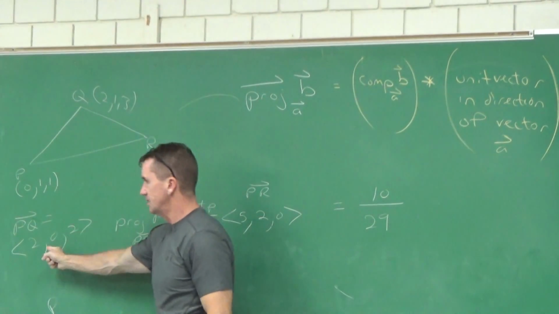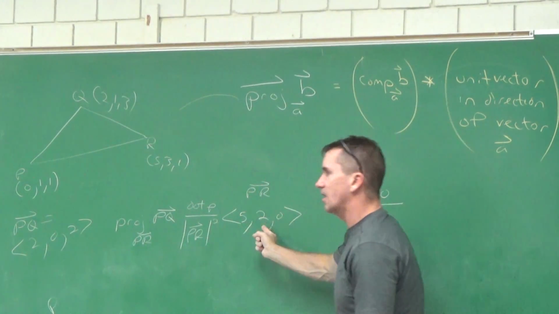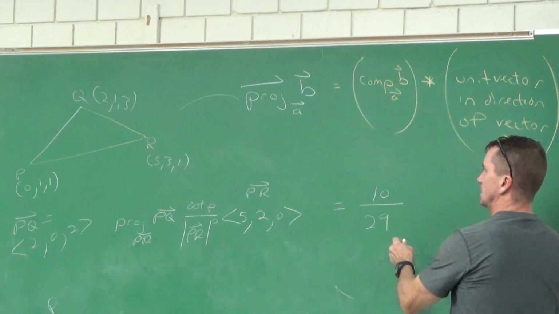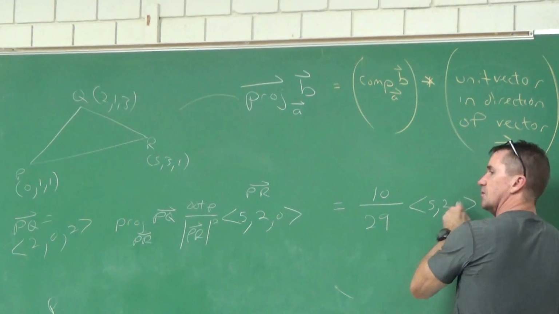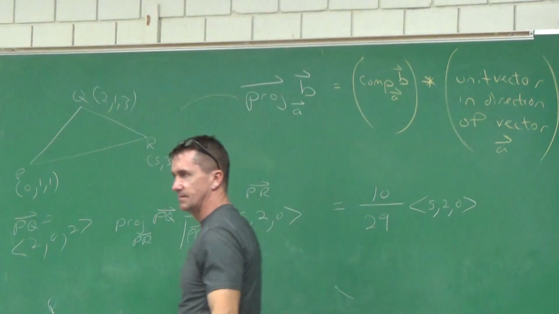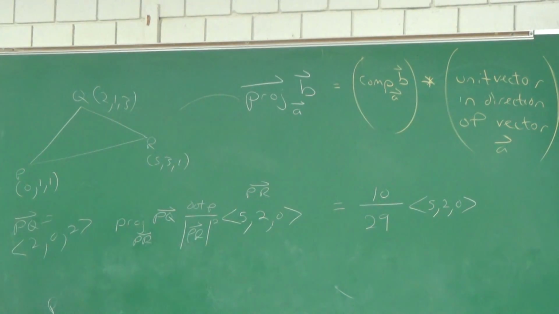Well, there's the dot product, PQ dot PR. There's the magnitude of PR squared, radicals off, and then what's vector PR? And you can leave the answer like this unless you want to distribute it. There you go. So it's 10/29. It wasn't the full length.